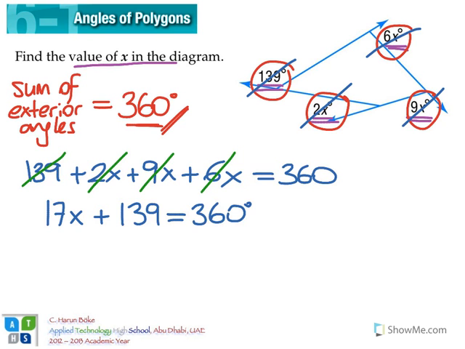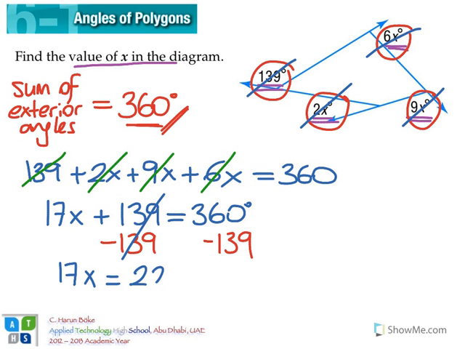Now let's solve this for x. We will subtract 139 from both sides. So it will be 17x on the left hand side, which is equal to 221. And if we divide by 17 for both sides to leave x alone, we will have x to be 13 as it was.